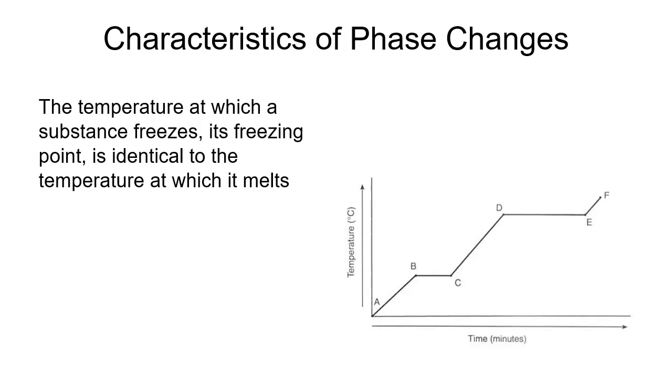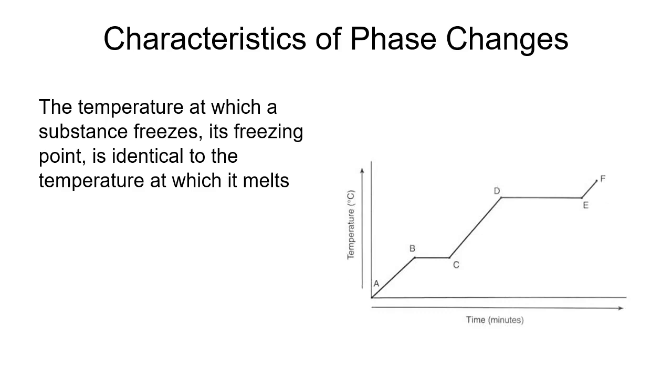If liquid water is cooled, its temperature will drop until it reaches 0 degrees Celsius. It will remain at 0 degrees Celsius until the liquid freezes completely. The temperature at which a substance freezes, its freezing point, is identical to the temperature at which it melts, the melting point. The difference between melting and freezing depends on the direction of the energy flow. If energy flows into the water, then it will melt. If energy flows out of the water, then it will freeze.